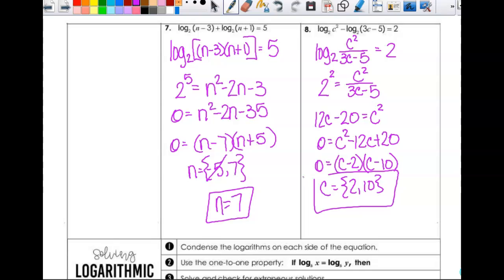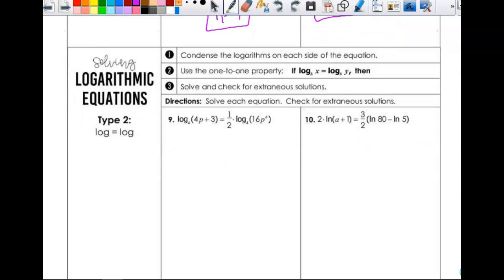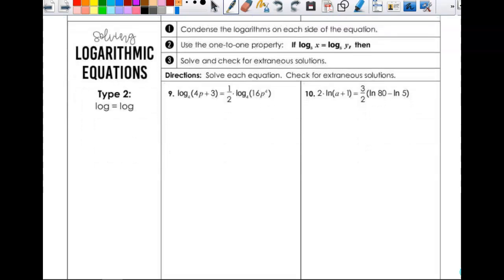All right, so that's when you have a log or logs equal to a number. Another option is to have 2 logs equal to each other, or a log on both sides. We still have to check the solutions the same way. We still condense the logarithms on each side. Then we have a one-to-one property for logs, just like we did for exponentials. So the one-to-one property: if log base b of x equals log base b of y, then x equals y. That should make sense, right? Hopefully. And then we solve and once again check for extraneous solutions.